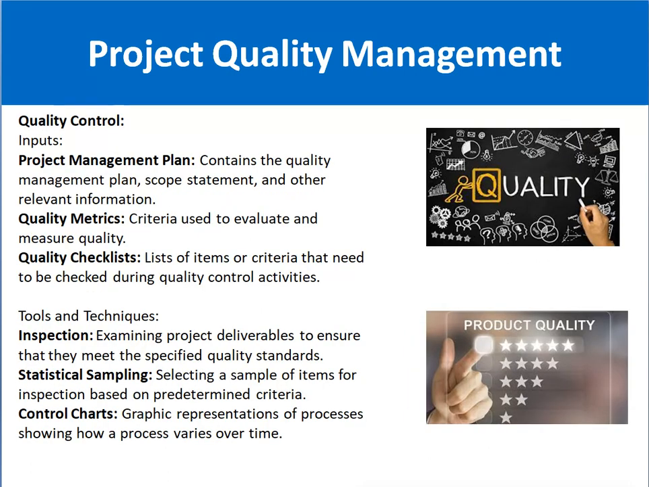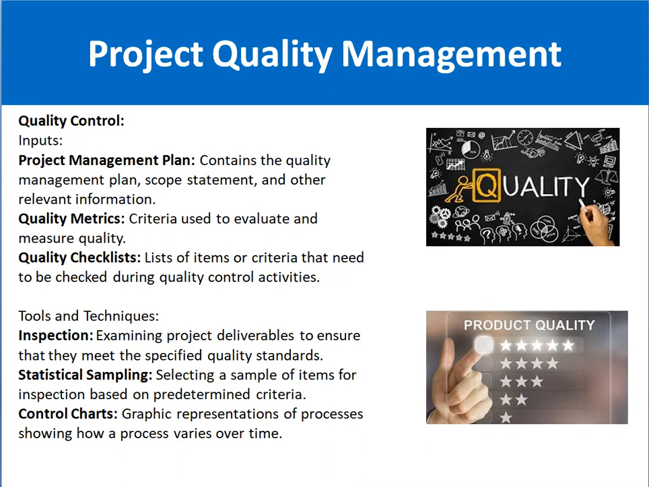Then quality control. The last process of quality management is quality control. Here the input is the project management plan. It contains the quality management plan, scope statement and other relevant information. Also the quality metrics, which are criteria used to evaluate and measure quality. Another input is the quality checklist, which is a list of items or criteria that need to be checked during quality control activities. The tools and techniques used in quality control, the first one is inspection.